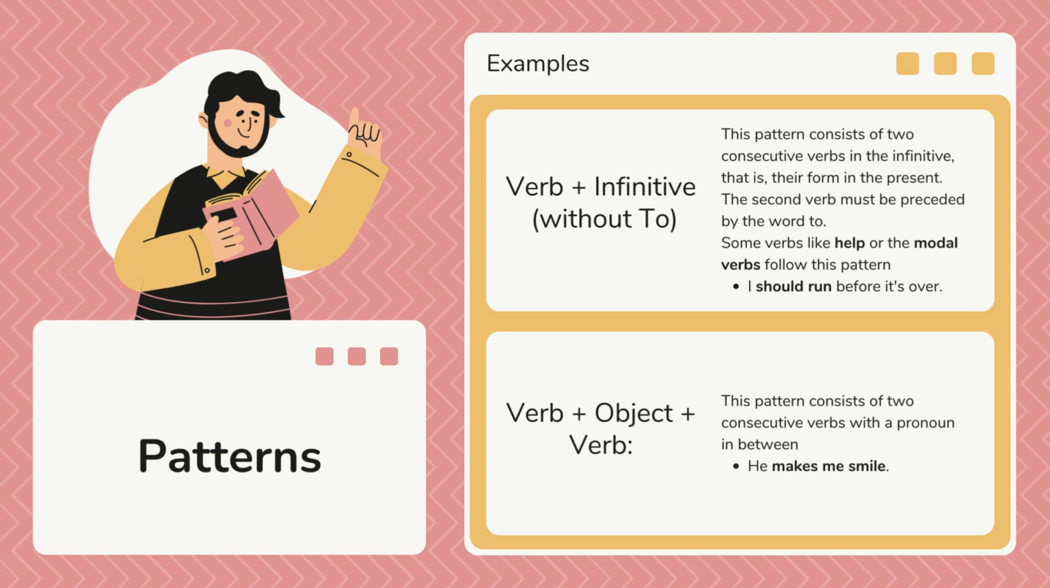And we also have verb plus object plus verb. We need to remember what an object is, and it's like the noun or the person, the object that is receiving the action. For example, in this pattern, it's just like that: verb, object, verb, and we have the example: he makes me smile. We have two verbs: we have makes, we have smile, but we also have me, that is an object pronoun before smile. Okay, he makes me smile.